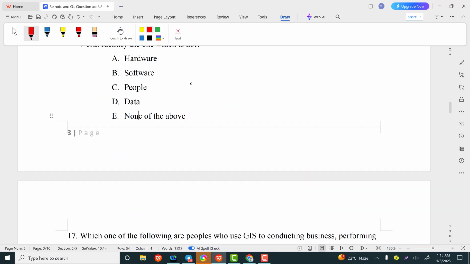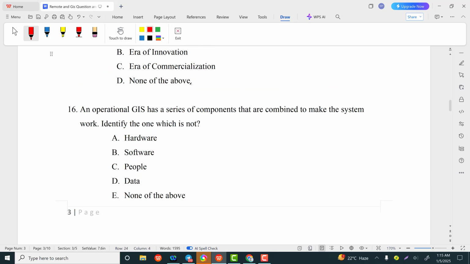Question number 16. An operational GIS has a series of components that are combined to make the system work. Identify the one which is not: A, hardware, B, software, C, people, D, data, E, none of the above.